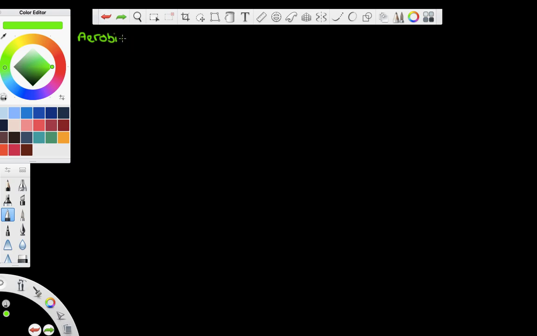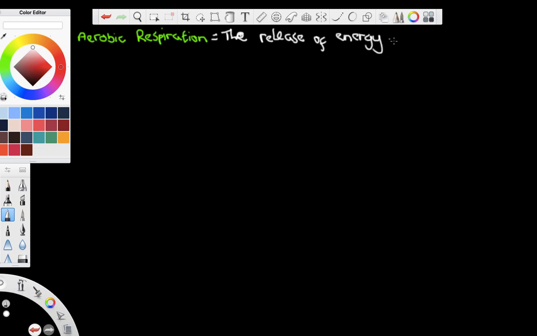So aerobic respiration, and we'll neaten that C up, aerobic respiration can be defined as the release of energy from glucose using oxygen.